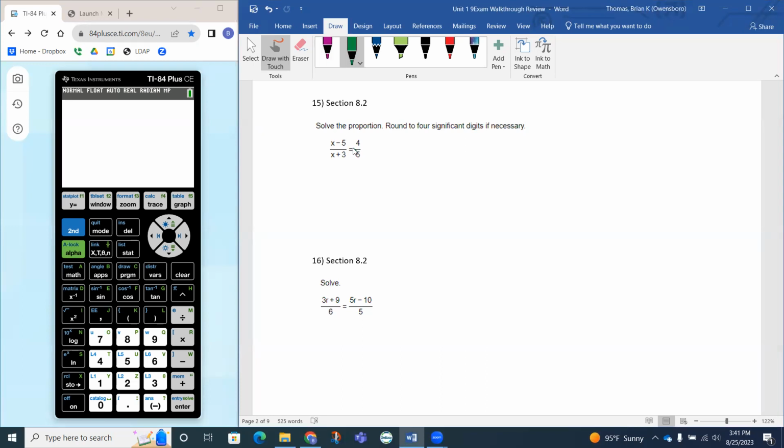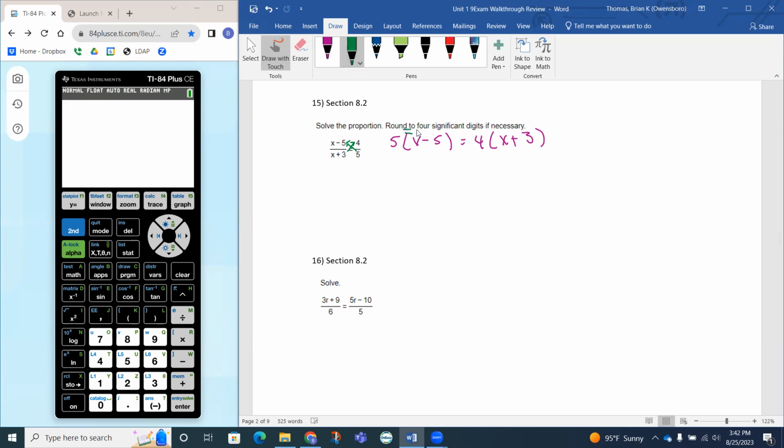So what we want to do is, again, since this is a proportion, we are allowed to cross multiply. So it means this 5 has got to multiply to the quantity x minus 5. And this 4 has got to multiply this to the quantity x plus 3. So quantity just kind of implies use parentheses.